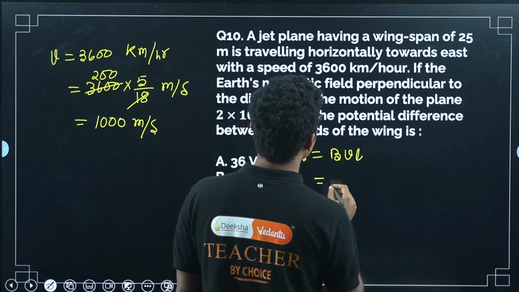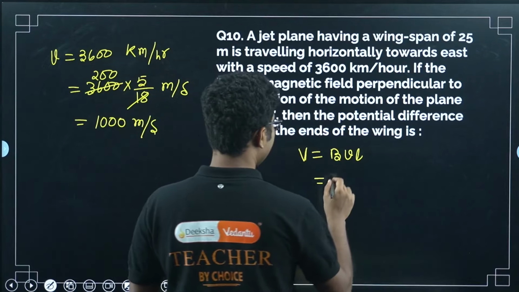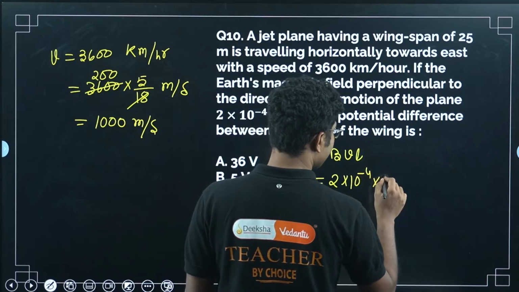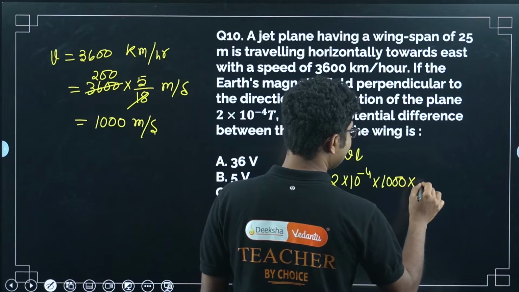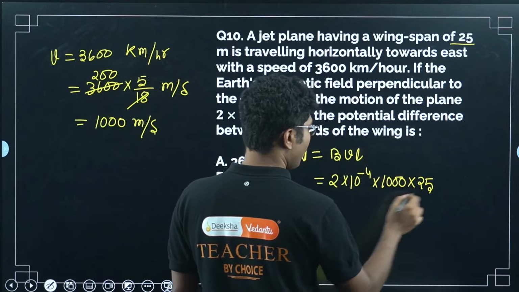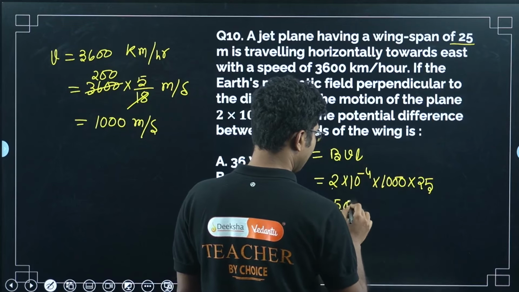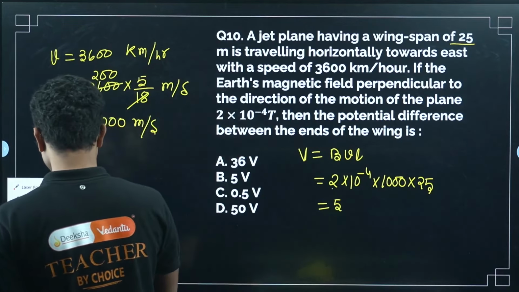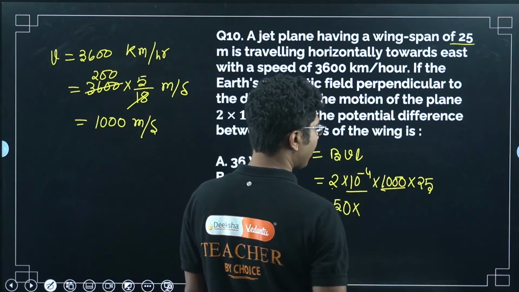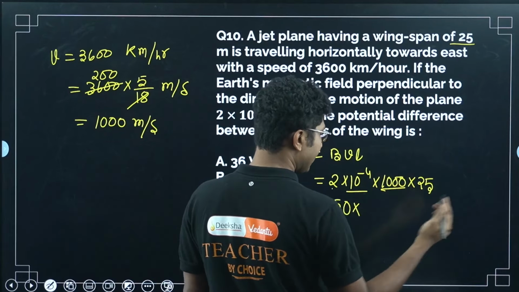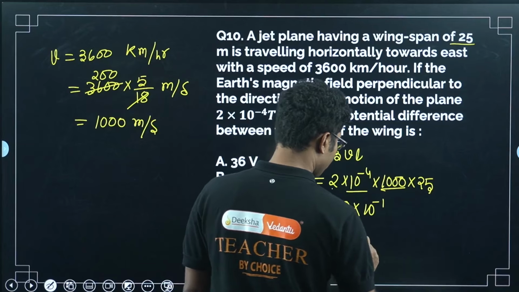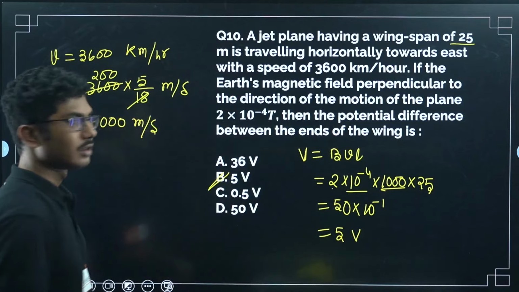Now B is given by what? 2 times 10 to the power of minus 4. V is 1000 and L is 25 meters, right? 25 meter is the wingspan. So 25 times 2 is 50, and 10 to the power of minus 4 times 10 to the power of 3, 1000 means 10 to the power of 3. So it will become 10 to the power of minus 1, or it will become 5 volt. So 5 volt is the correct answer, right?